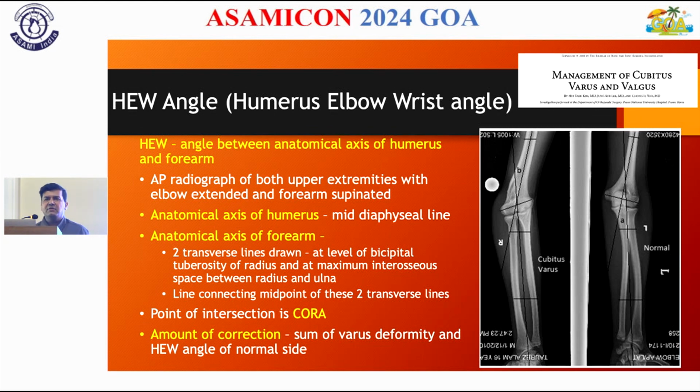It is the angle between the anatomical axis of the humerus and forearm. It is measured on an AP radiograph with the elbow extended and forearm supinated. How to draw the anatomical axis of the humerus?